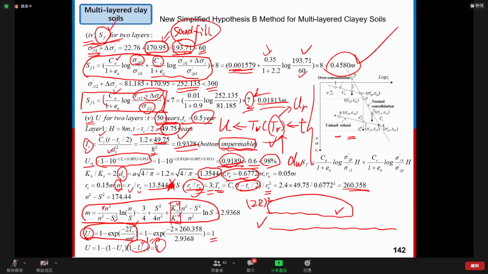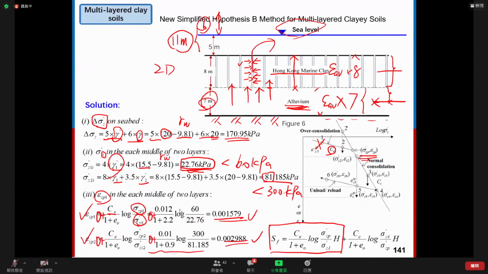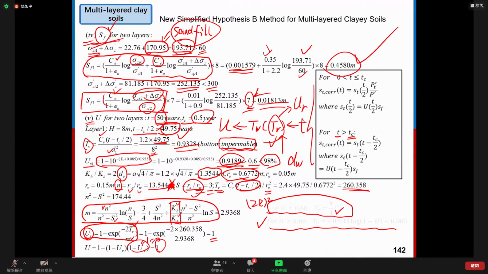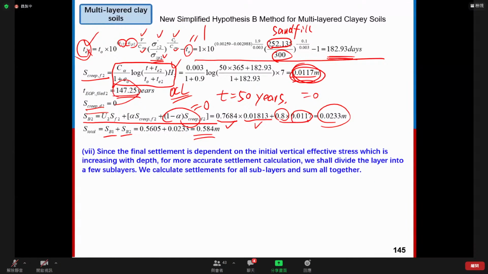The last sub question discusses why a thick layer should be divided into a few sub layers for settlement calculation. Okay, this is just for discussion. Now we only choose one point to represent the average stress state for that layer. So if you divide it into more sub layers, for example, 4 sub layers, even 8 sub layers, you will see the result.